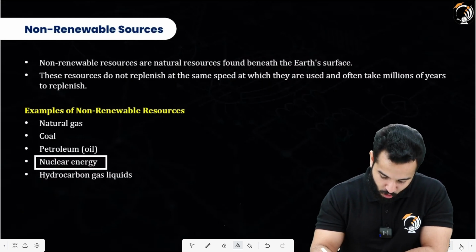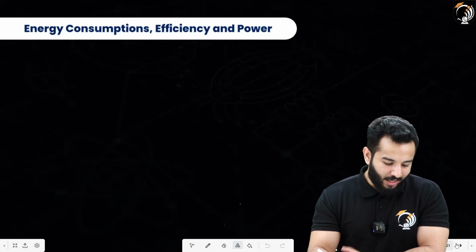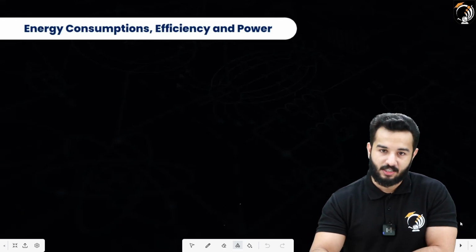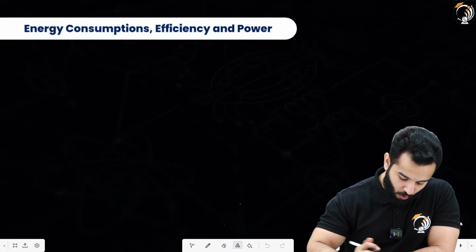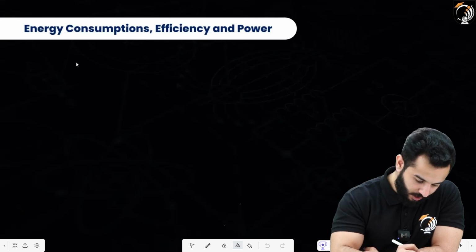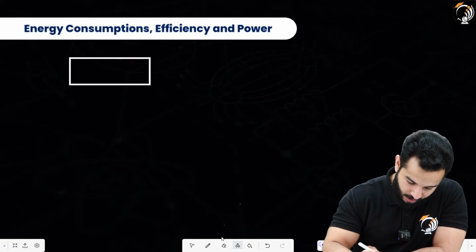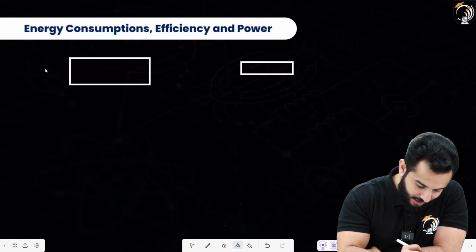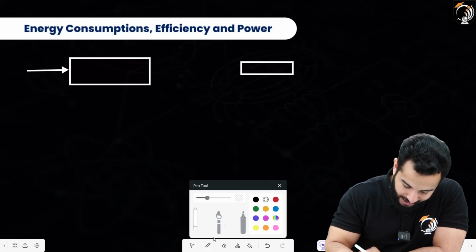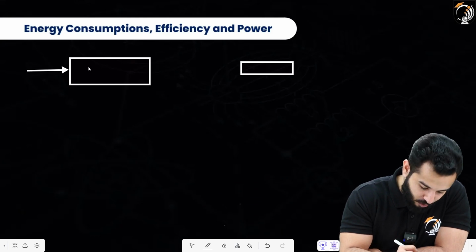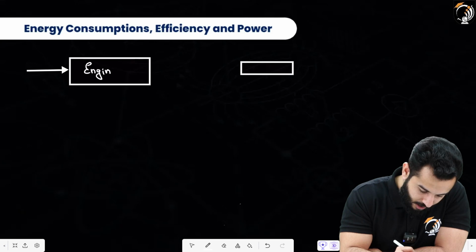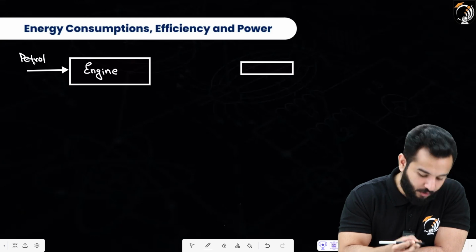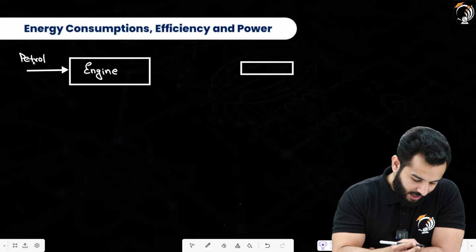Now let's move on to the next topic. When we talk about energy consumption, efficiency and power, we are first going to talk about what we really mean by energy consumption. Let's suppose that in the first case we have an engine, and in the second case we have a resistor. So I'm giving you two examples. The engine is basically running with the help of some petrol or some sort of oil. In this case it is petrol.